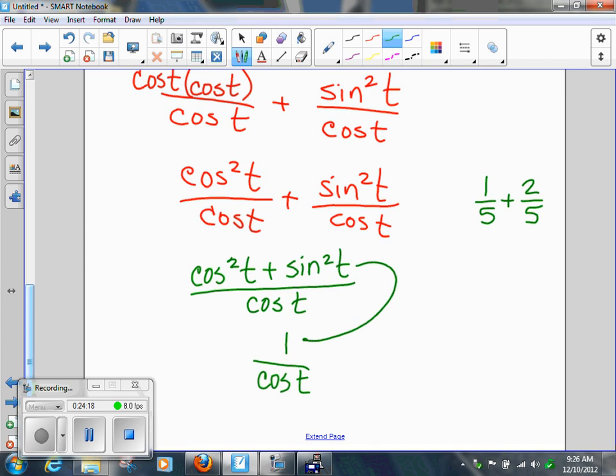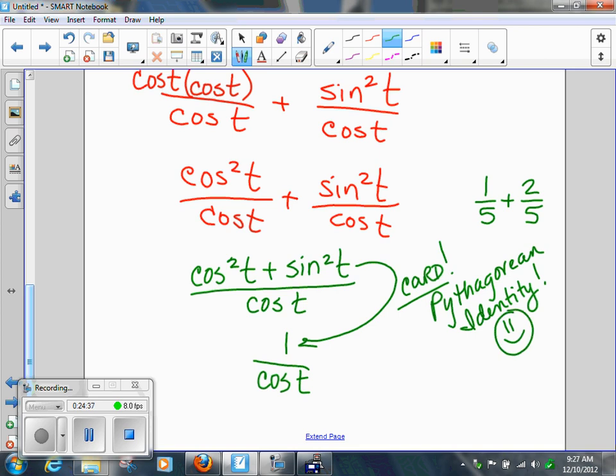Here to here. Look at your card. Which identity is that? That's your Pythagorean identity. Guys, that's why you had to have those identities way back when. The Pythagorean identity is going to be your best friend. If you can get anything down to cosine squared plus sine squared, or sine squared plus cosine squared, then it comes out and it's 1.